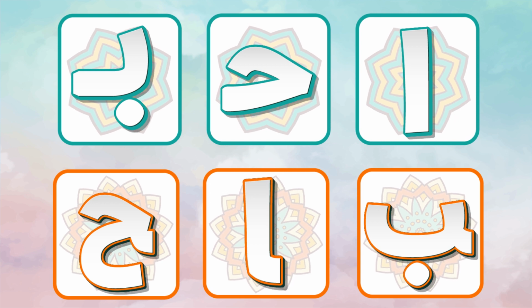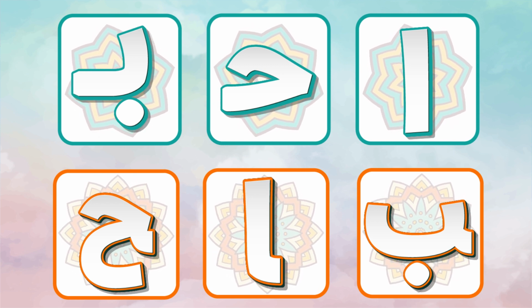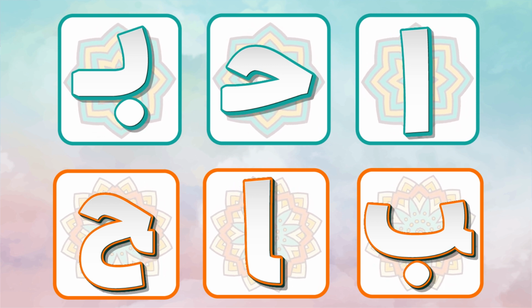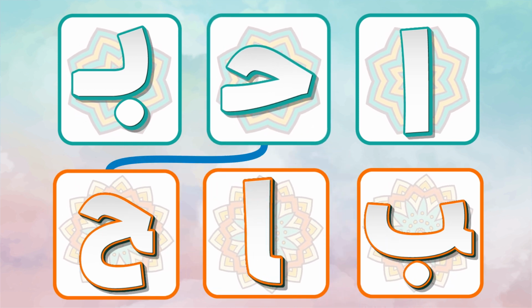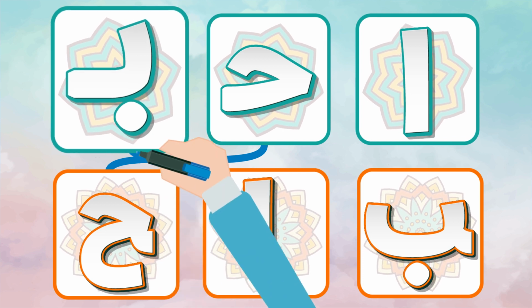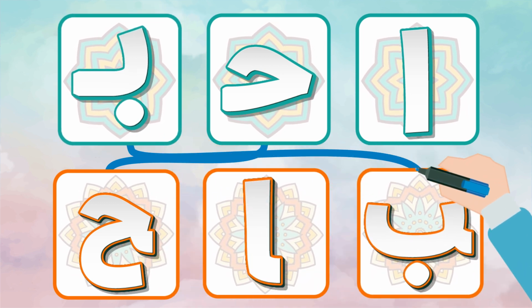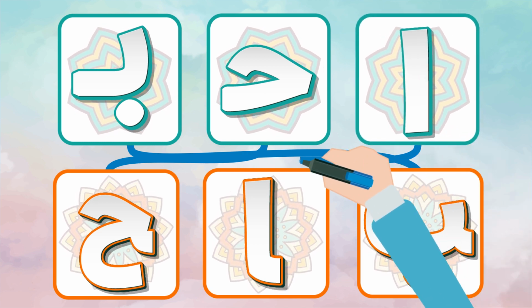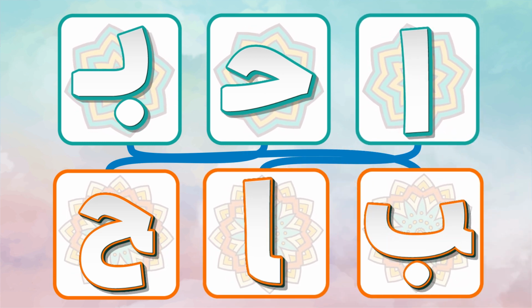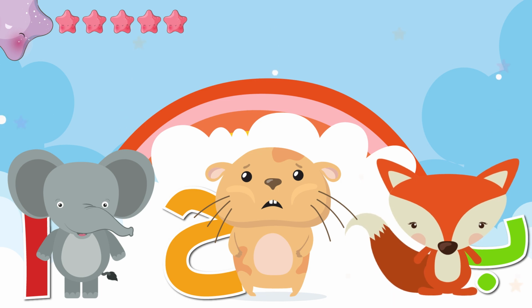Can you match the different shapes of the same letter together? Yes. Ha in the beginning with ha at the end. Ba at the beginning with ba at the end. And two different shapes of alif together. Good job.